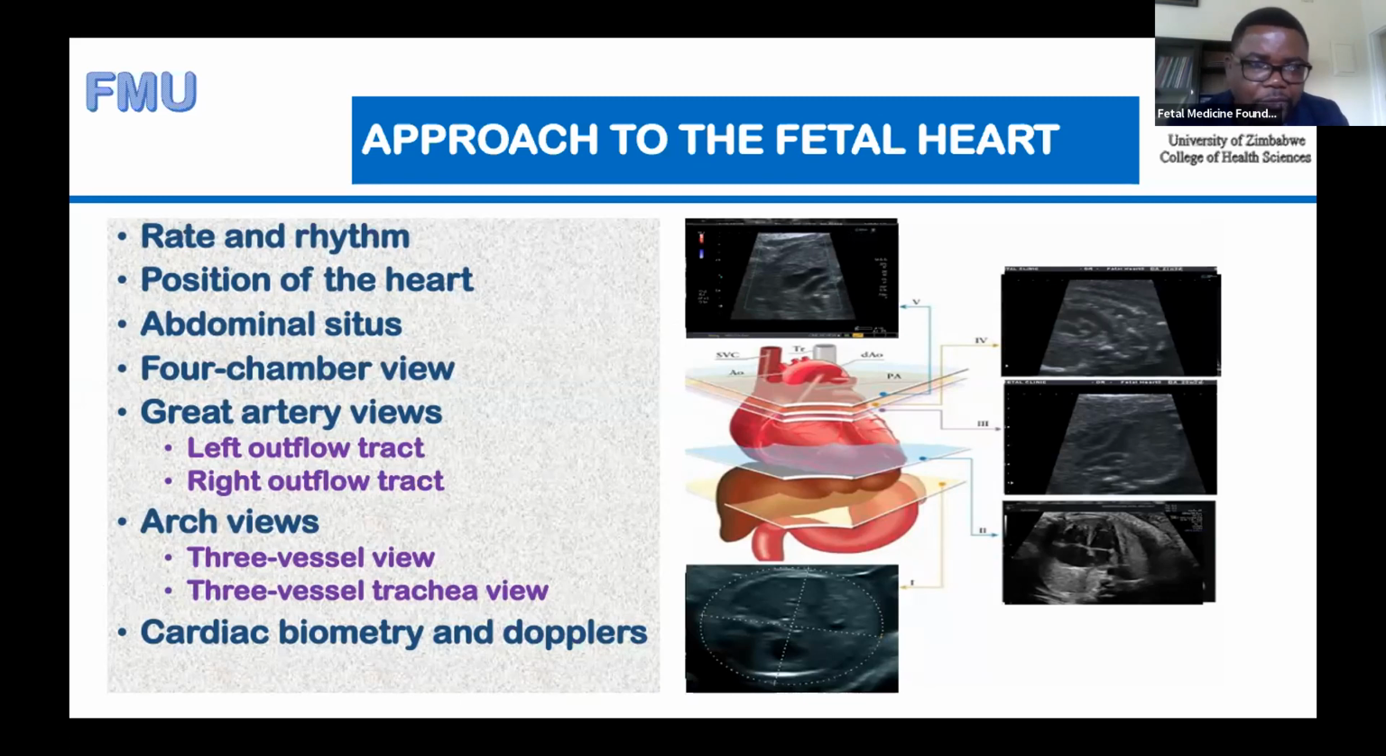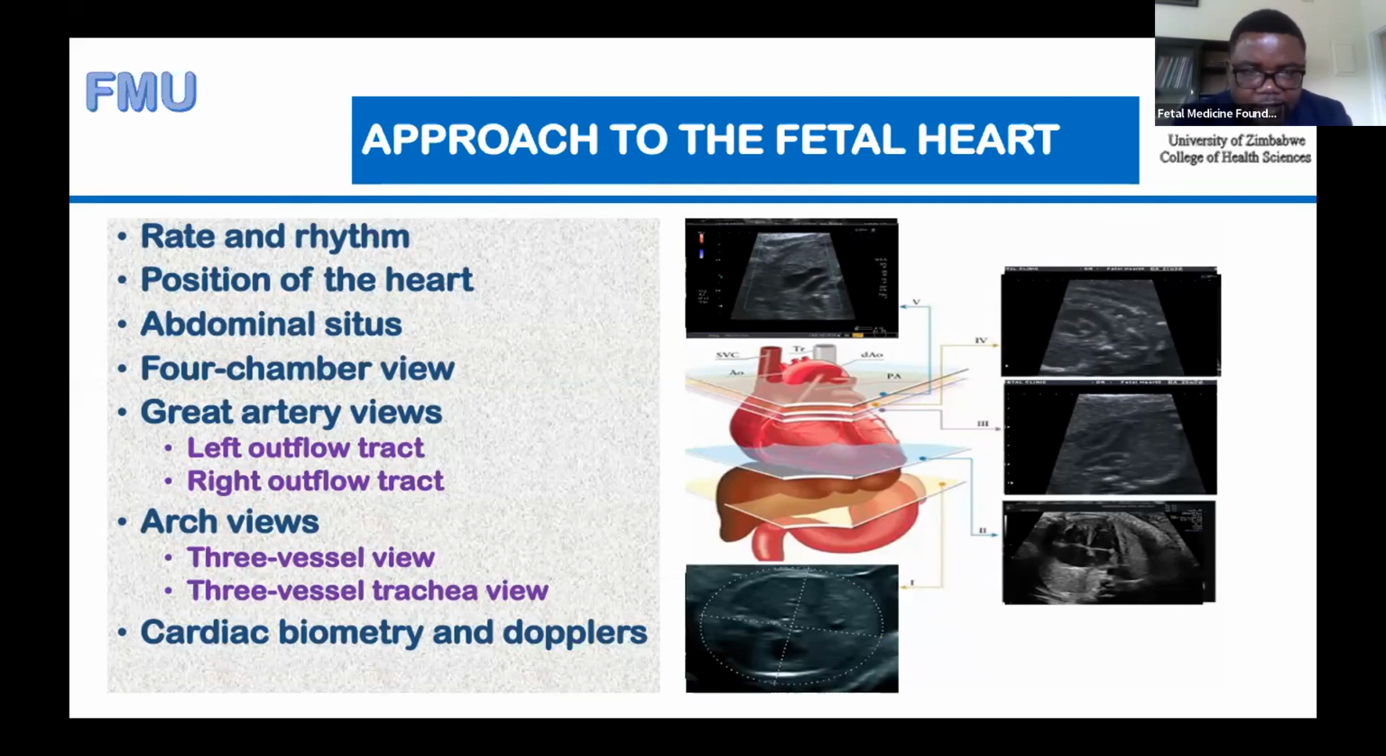So what is the approach? First of all, ideally, we want to know the rate and the rhythm. If you are just doing a routine fetal heart, you want to know the position of the heart and also the abdominal situs. You want to make sure that organs that are supposed to be on the left side of the baby are indeed on the left, and those that are supposed to be on the right are indeed on the right side of the body. Then we want to check the great arteries, the left outflow tract, the right outflow tract, and the arch views. And of course, we want to do cardiac biometry and Dopplers.